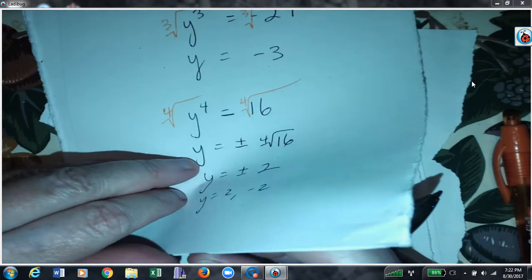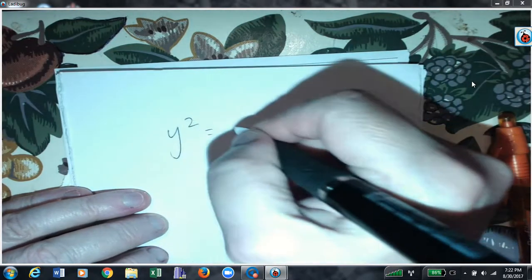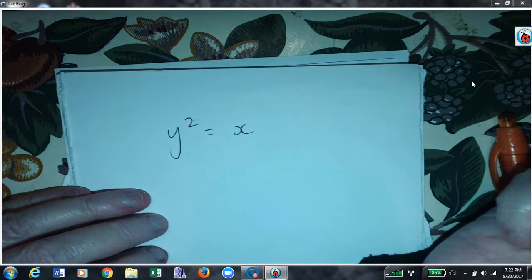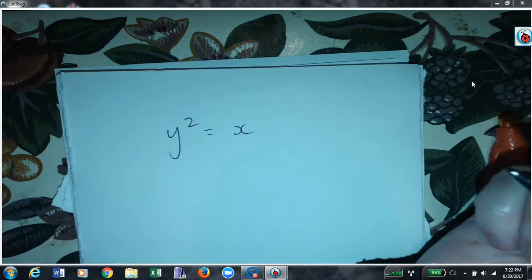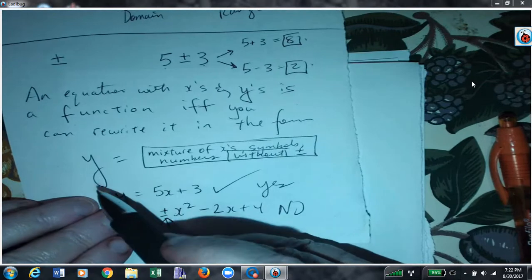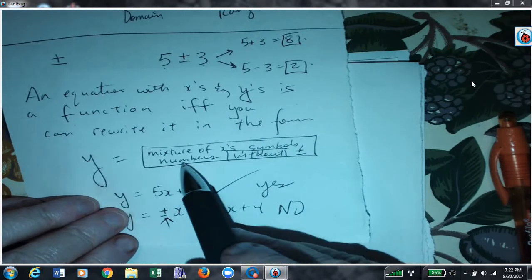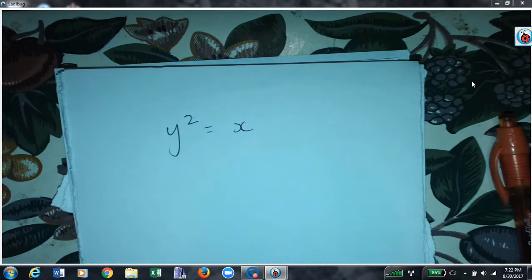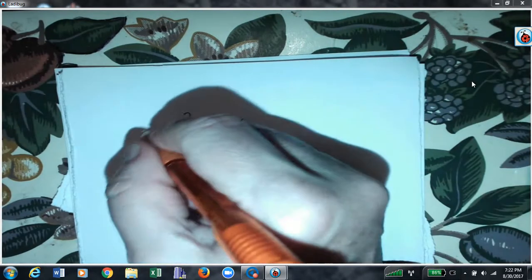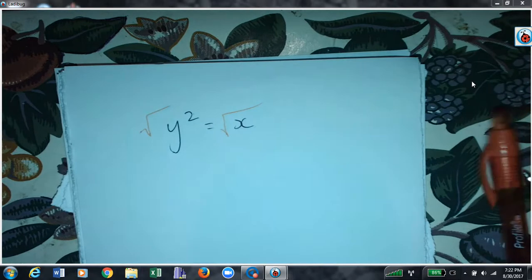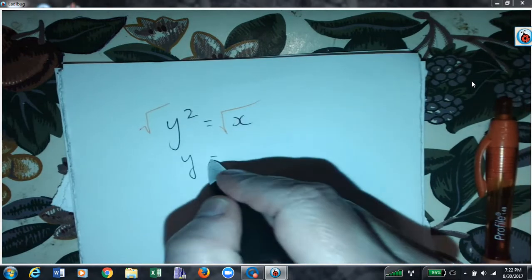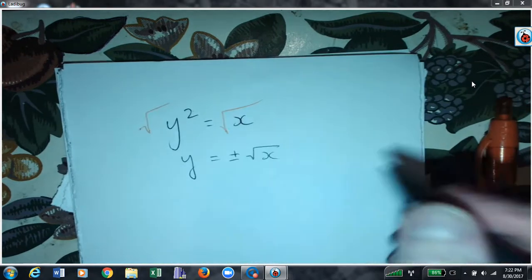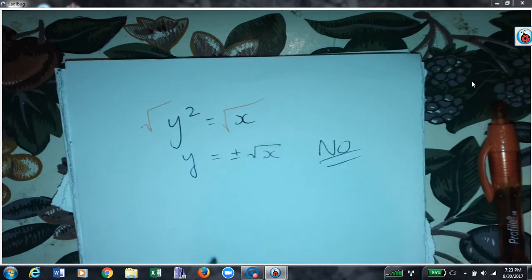So, is that a function? No, it's not, because what do I have to try and do? I have to try and get y on the left-hand side, and then what's over here is a mixture of x's and symbols without the plus or minus sign. To get y by itself, I would need to take square roots of both sides. When you're taking even roots of both sides, you have two possibilities there. So no, that is not a function.